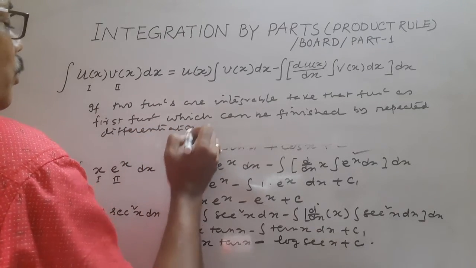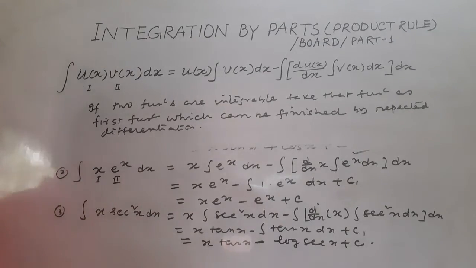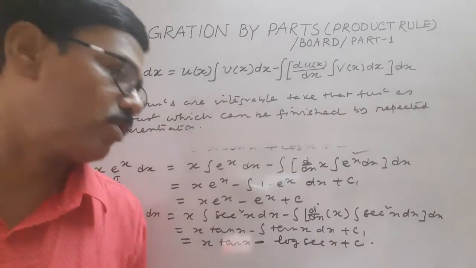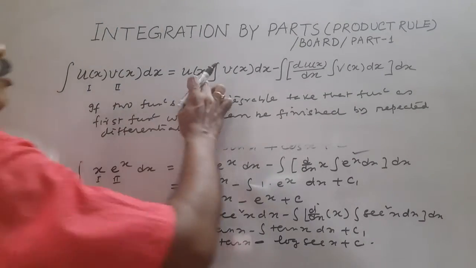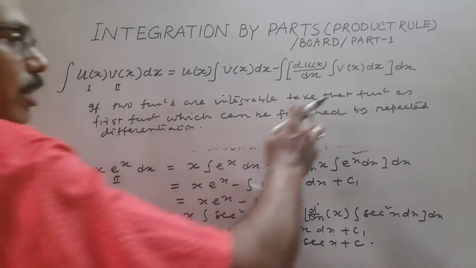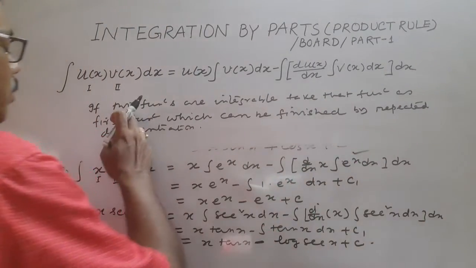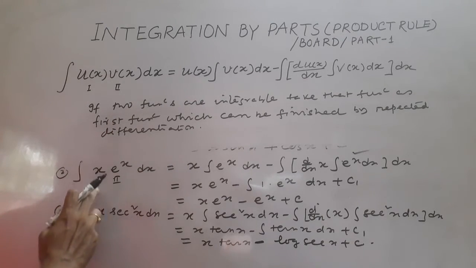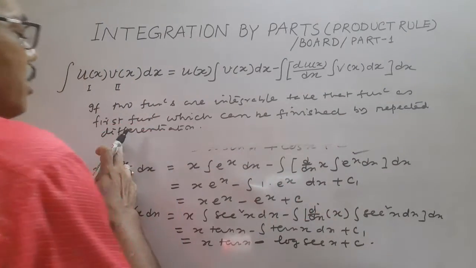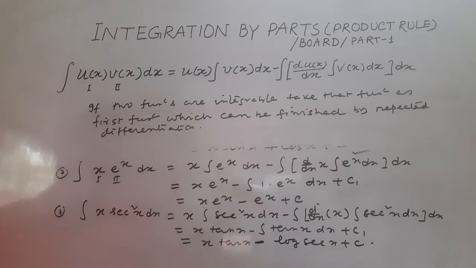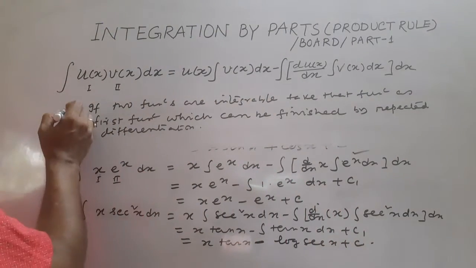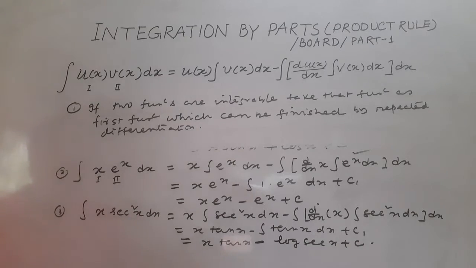So which one do we take as the first function? This will be determined with the help of inspection. So what is our inspection? If two functions are integrable, this and this both are integrable, take that function as the first function. First function means the one whose derivative is to be taken, which can be finished by repeated differentiation. So this is our first observation.